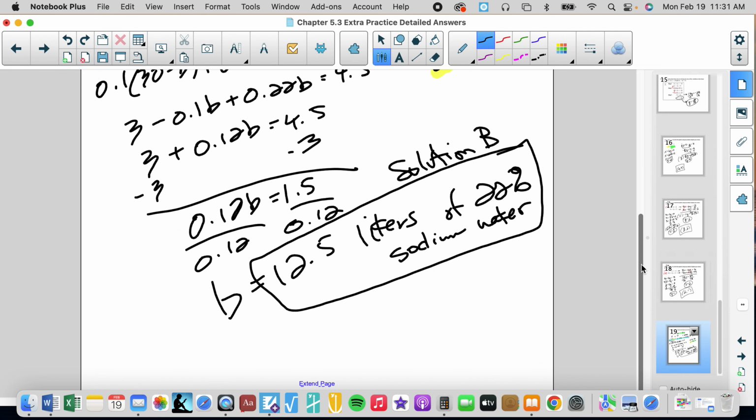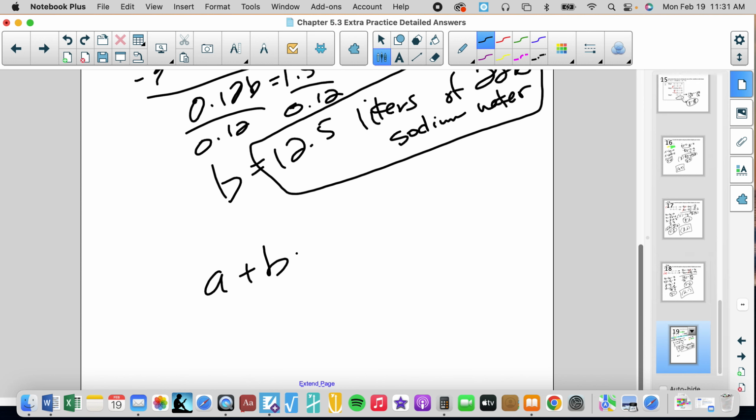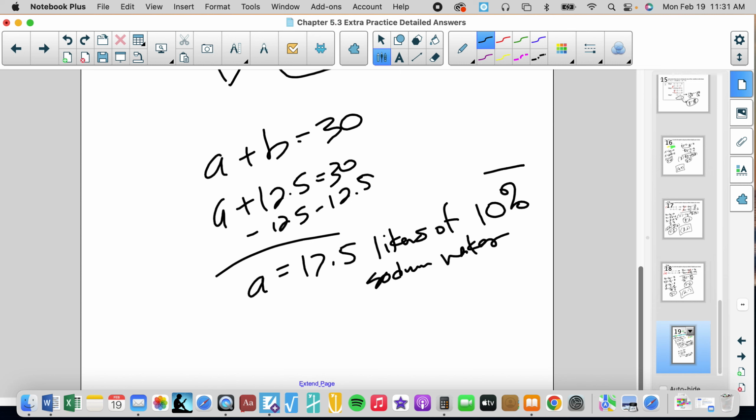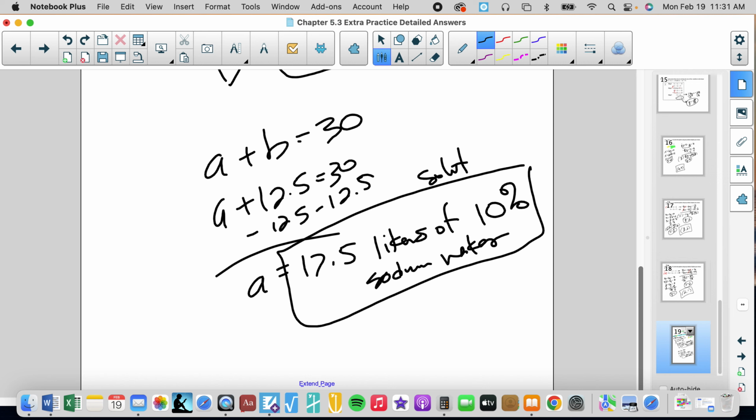And now we know A plus B equals 30. Plugging in what B equals, 30 minus 12.5 gives me A equals 17.5 liters of 10% sodium solution, so sodium water, which is going to be solution A. So we got 17.5 liters and 12.5.